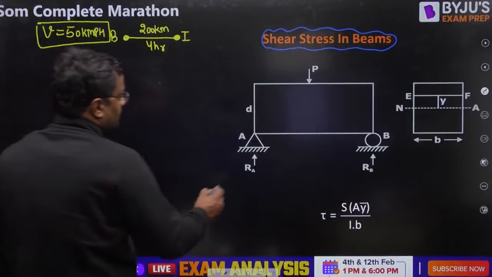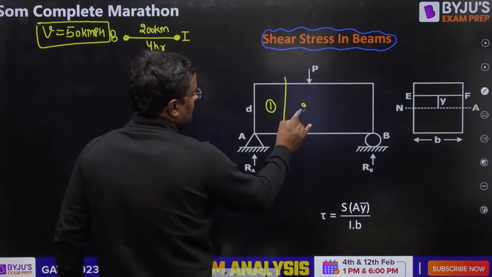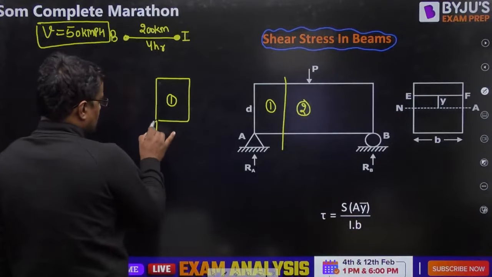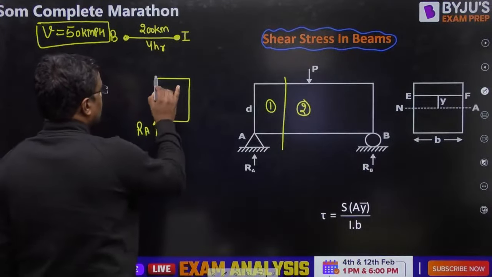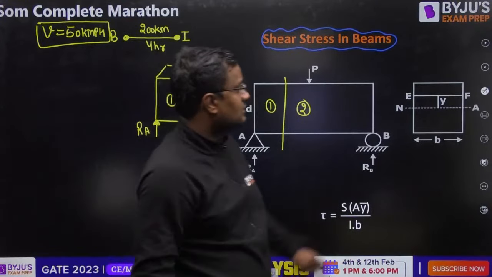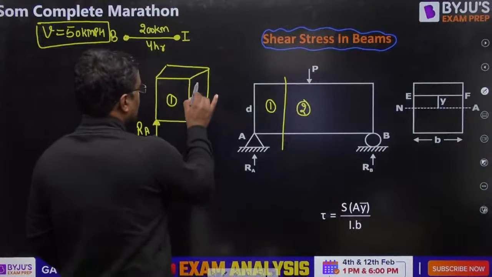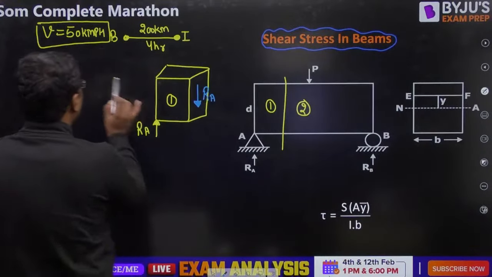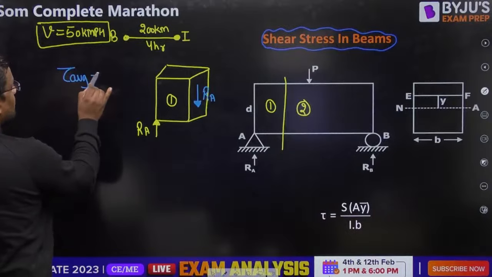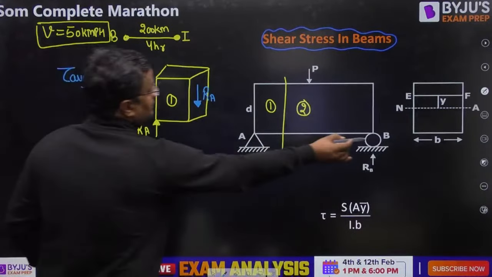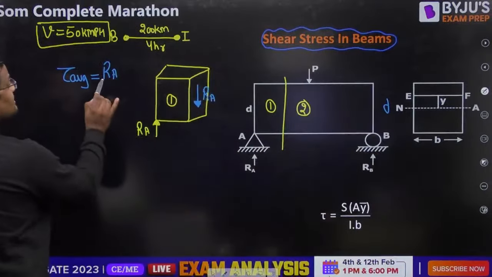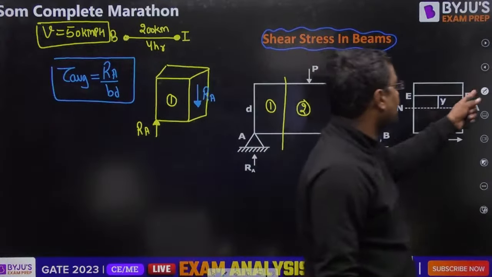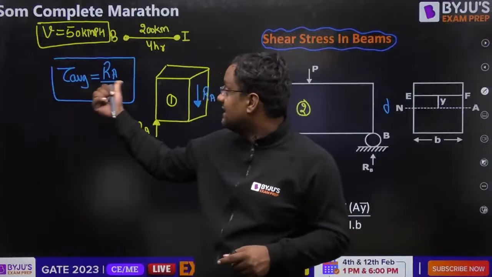Similarly, suppose I cut a section here, name this as 1, name this as 2. If I'm drawing the free body diagram of 1, only showing the forces, no moments. So this is RA. For equilibrium, RA is downward. What is tau average? Shear force by area: RA, area is B into D. This is the average shear stress, not the actual shear stress. In this chapter, we will be finding the actual shear stress. Shear force by area is average shear stress.